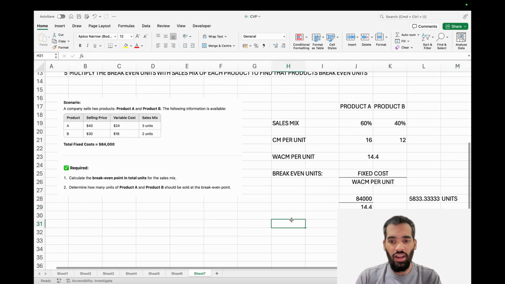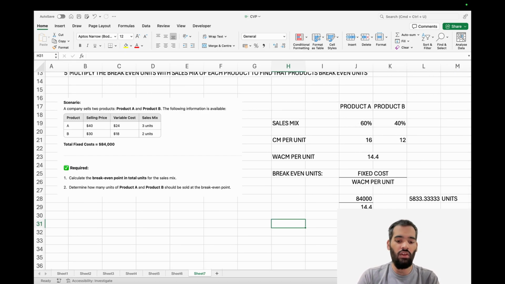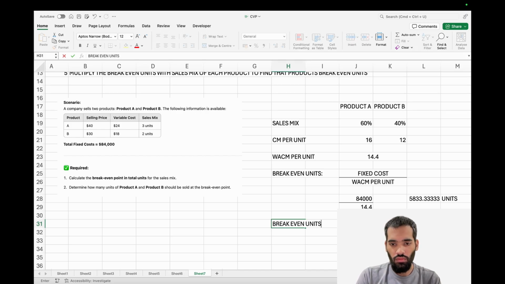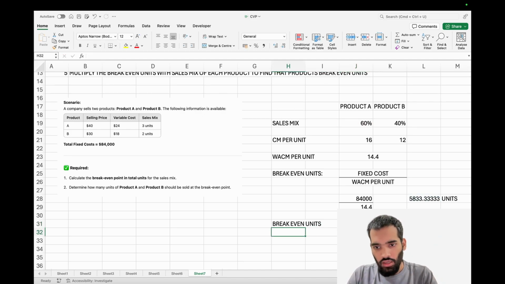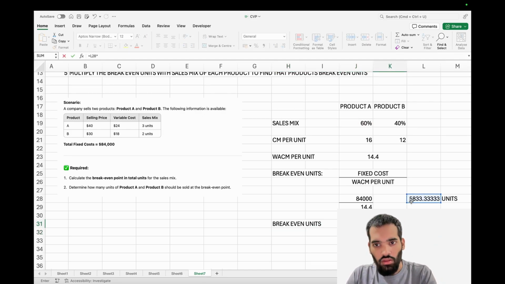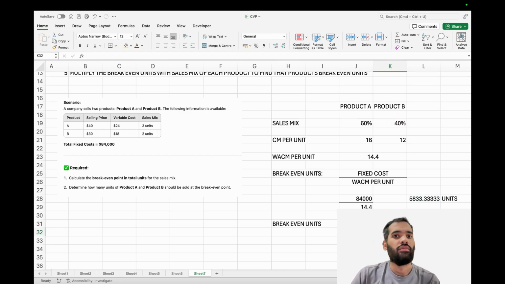So to find each individual break-even, we will do the total units times the sales mix, like we said in this step, right? Here, the total units times the sales mix. Done. And that's it. We literally now know that the company would sell 3,500 units of product A and 2,333.33, which you can round up as always, so 2,334 units of product B to break even.